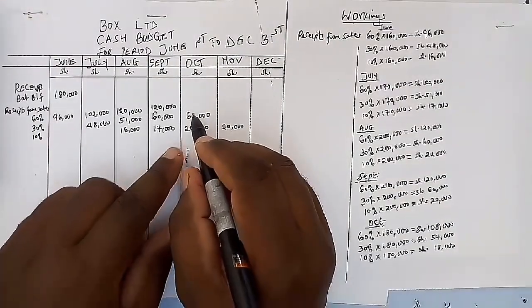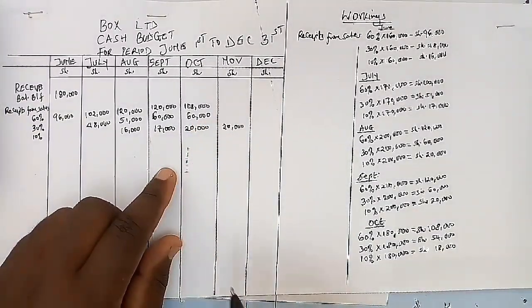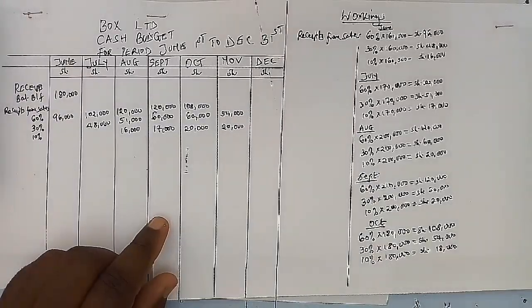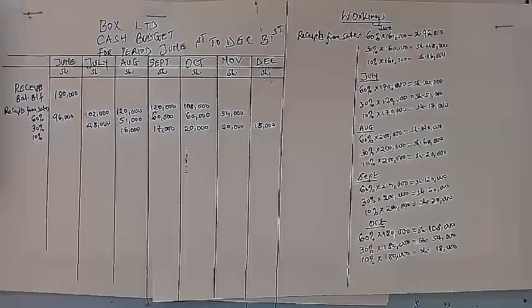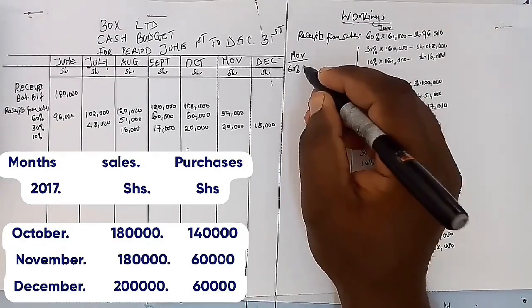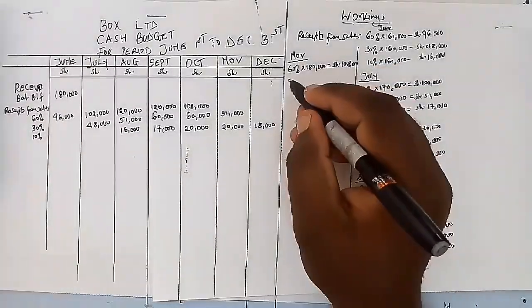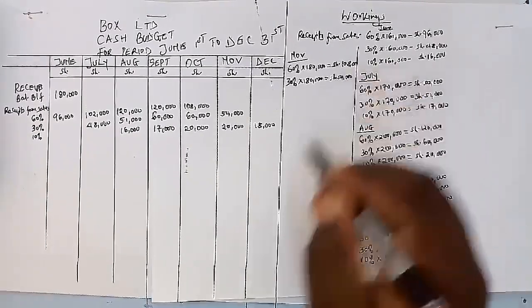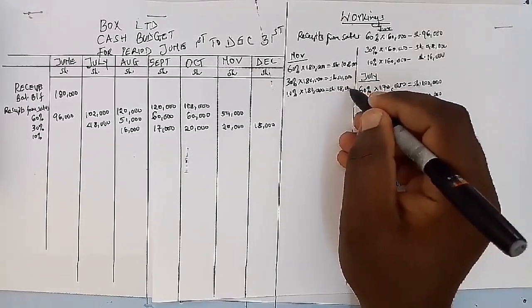So for the month of October we record 60% the same month, 108,000. 30% the following month, which will be November, 54,000. Then 10% 2 months after, that one will be 18,000 in the month of December. November sales were also 180,000. So 60% times 180,000 you get shillings 108,000 the same month. 30% of 180,000 will be shillings 54,000 the following month. 10% of 180,000 will be 2 months after sales, so 18,000.